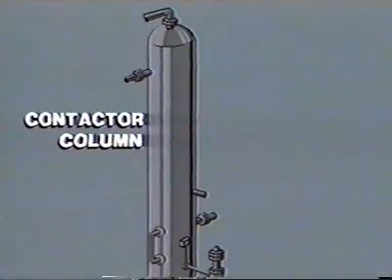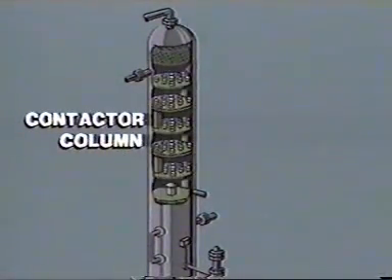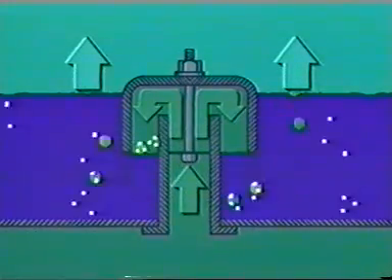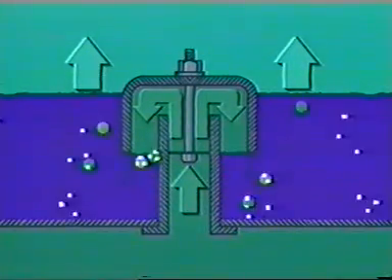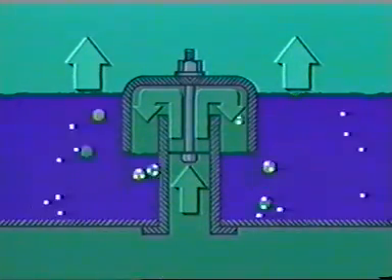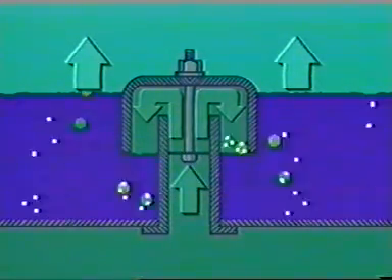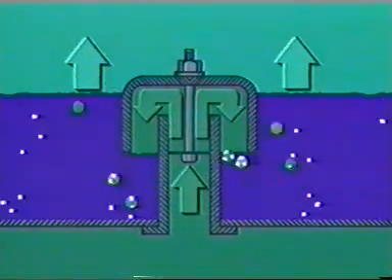The function of the contactor column, also called an absorber, is to remove water vapor from natural gas by physically bringing together the upflowing natural gas with the downflowing glycol solution. The glycol absorbs the water vapor from the natural gas. Contactor columns are designed to accommodate a certain gas volume and pressure. If these design specifications are exceeded, then glycol losses and outlet gas dew point will increase.